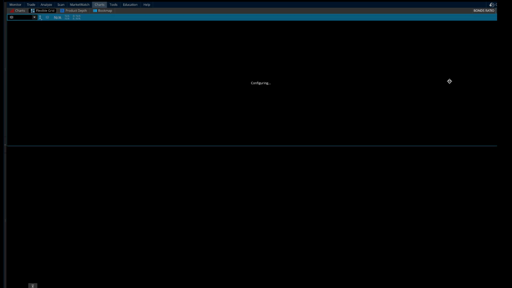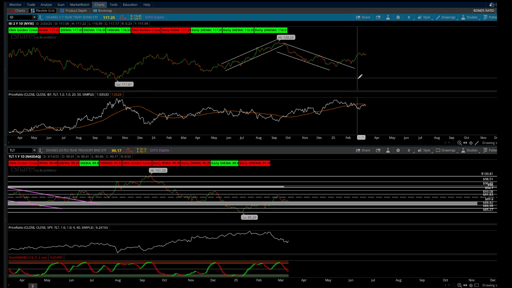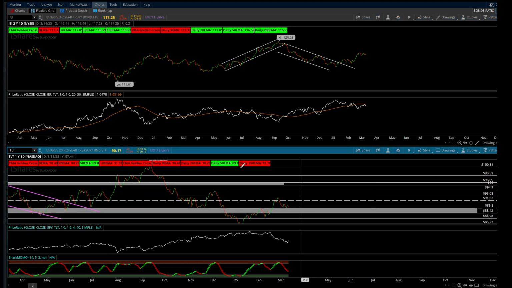Let's look at the bonds, the rest of the bonds, junk bonds. Okay, what's going on here? 7-year, kind of flat. Nothing really. We've got the ratio, move the TLT and the 7-year underneath the 50-period moving average. You want that back over.